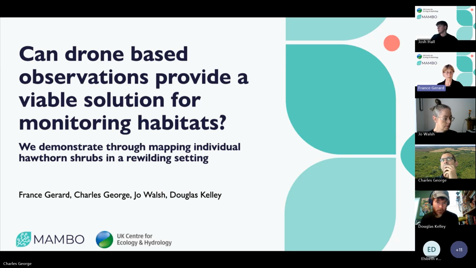And my colleagues, also from the UK Centre for Ecology and Hydrology, and speakers are Charles George, an expert in drone flying and remote sensing, Joel Walsh, a software engineer and an expert in deep learning, Doug Cully, who, among others, is an expert in Bayesian uncertainty modeling, and there's also Josh Hall, who is looking after our technical support for the webinar. So next slide, Charles, please.